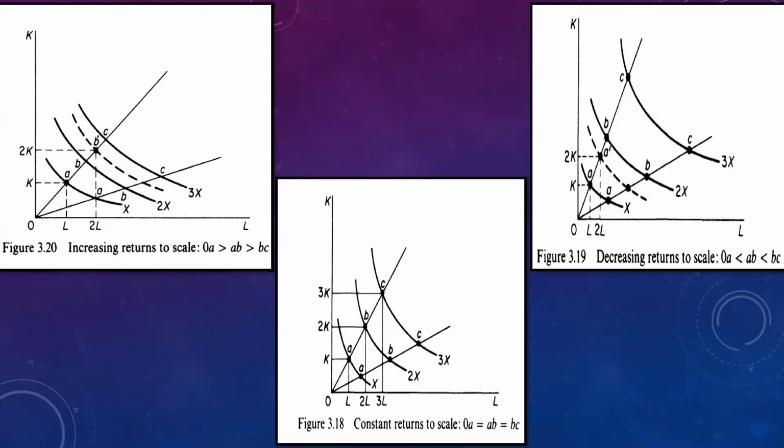Let me explain this in the graph. In the first graph, when inputs are doubled, the output is more than double. So it is increasing returns to scale. Whereas in decreasing returns to scale, when our input is doubled, output is less than double. And in constant returns to scale, when inputs are doubled, production is also doubled.